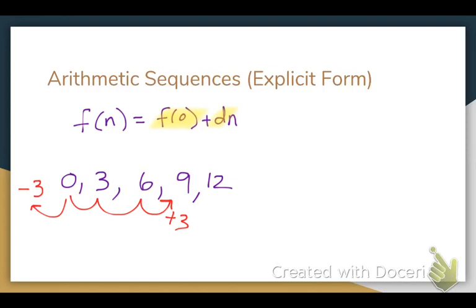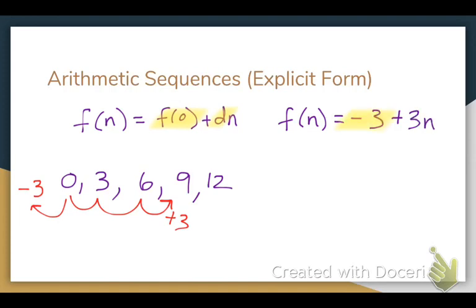And again, this is just one option if you want to do it this way. You don't have to do it this way. Remember, there's two forms you could write it in. So we could write it like this. F of n equals, the 0 term is negative 3 plus d, the common difference, what we're adding every single time. You guys said that was 3 times n.